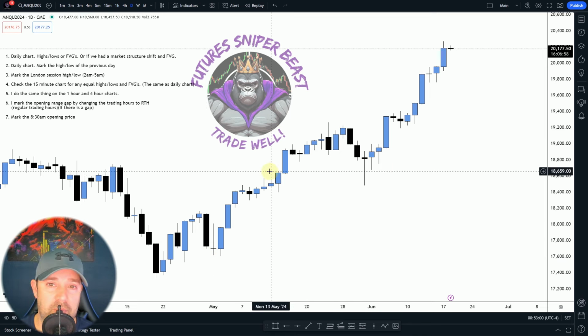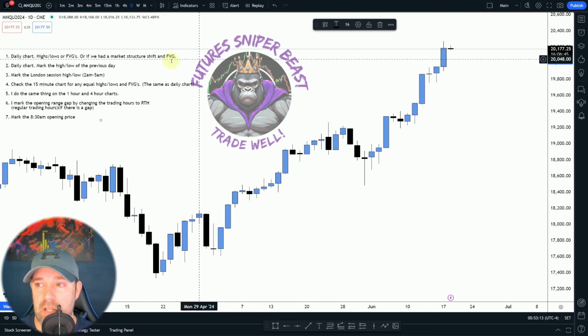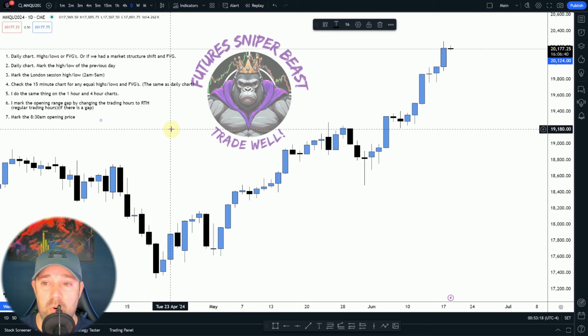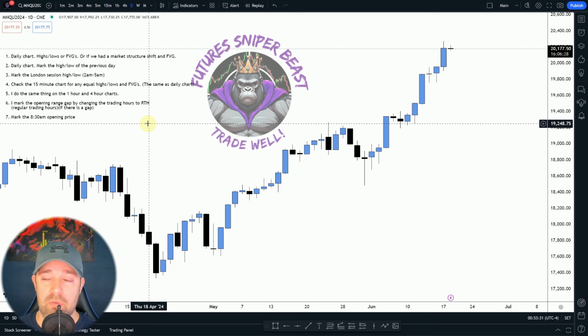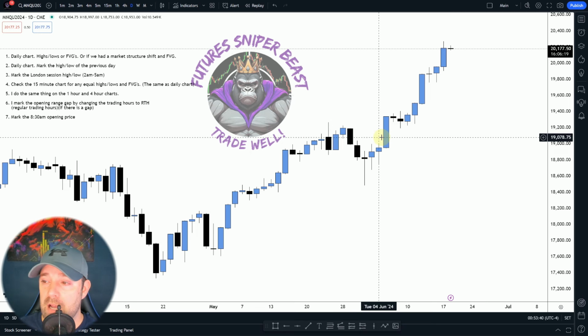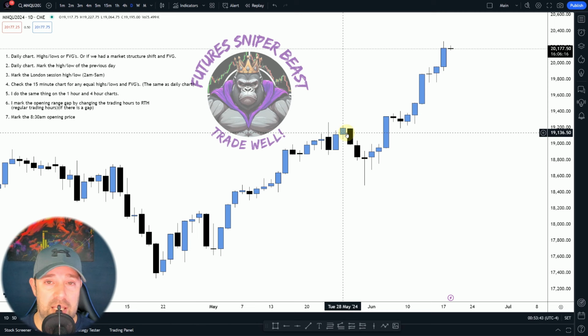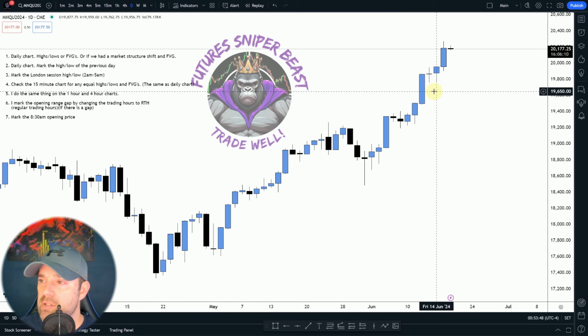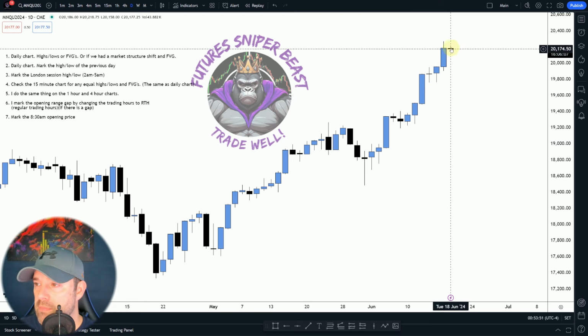So the first thing I'm going to do here is I go to the daily chart. On the daily chart, I'm looking for highs, lows, fair value gaps, or if we had any kind of market structure shift on the daily chart. A fair value gap is basically a setup, but on the daily chart, because with setups, everything is fractal. What you see on the daily chart, the 1 hour, the 15 minute, it's all fractal, meaning it works the same on every time frame. If you see a market structure shift or a fair value gap, then it works no matter what time frame it is, just at a higher level.